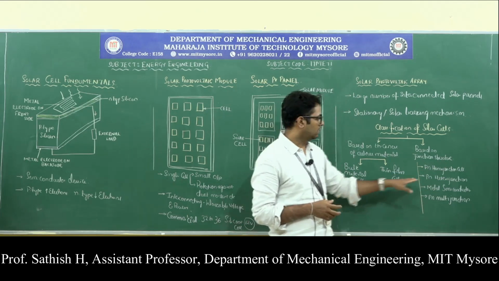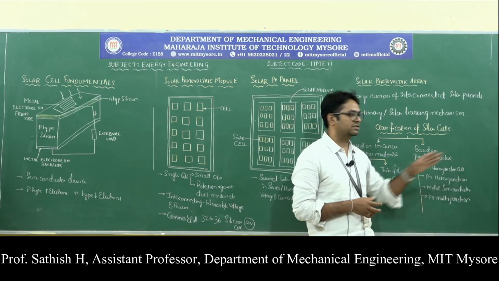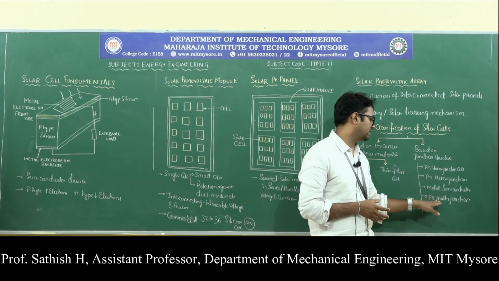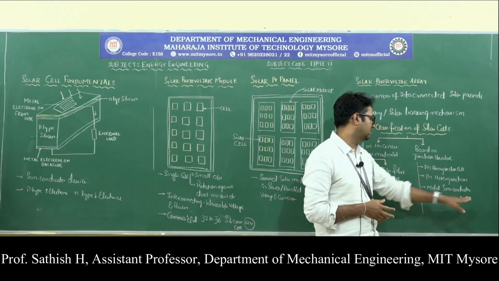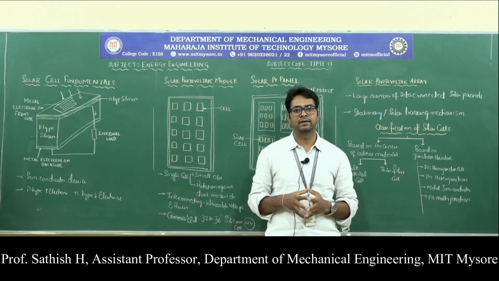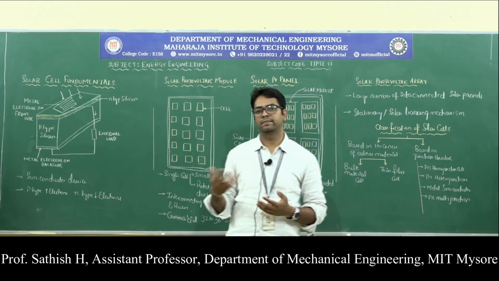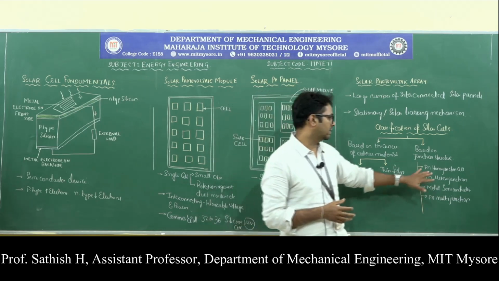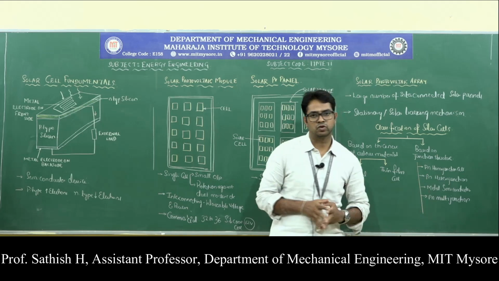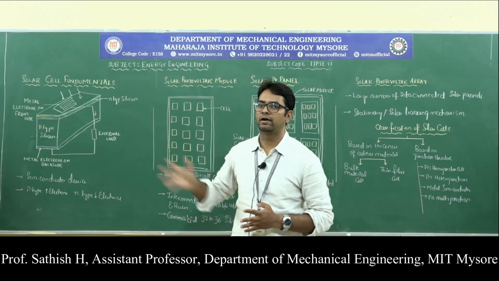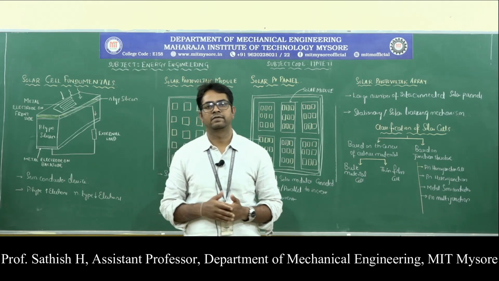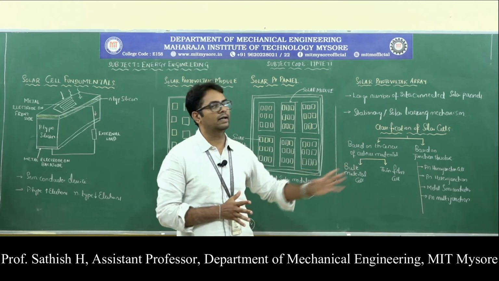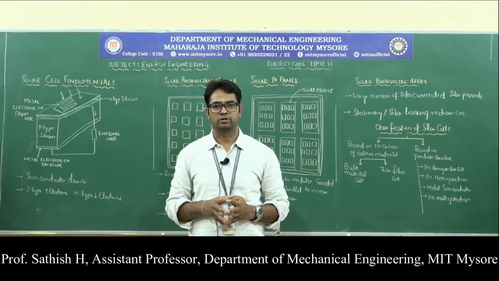You have the PN homojunction cell, that is one classification, the PN heterojunction cell, then the metal semiconductor, and then the PN multi-junction cell. We know that the semiconductor is made up of p-type and n-type material. They have a kind of junction in between them. Based on that, you can classify solar cells. So that is about solar cell fundamentals, module, solar panel, solar array, and a brief classification of solar cells.